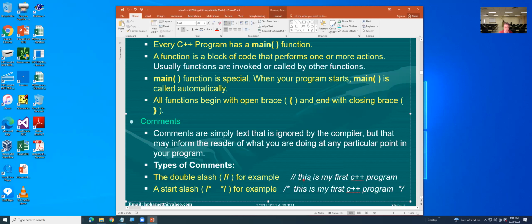The first one is only a single line. That means after this line, you go to the next line, there are no more comments. Only single line only. However, with the second one, you can type in many lines between the start slash and the end of that line. Okay, so that is a big difference.